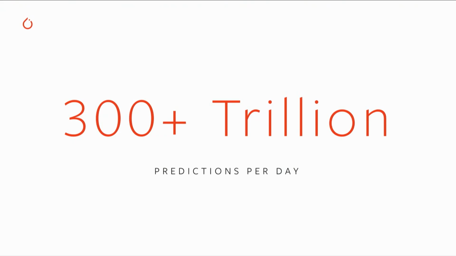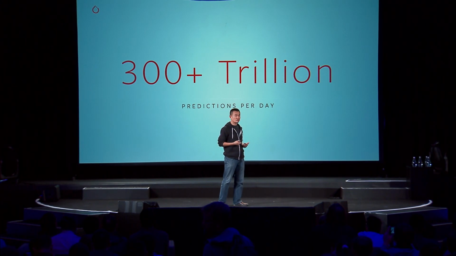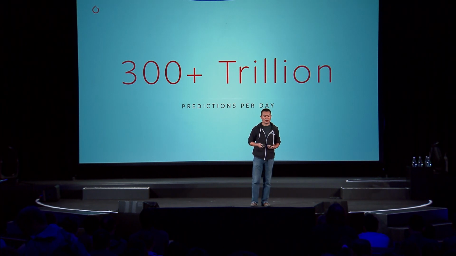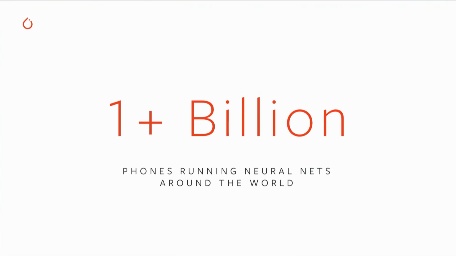To understand the scale of AI systems at Facebook: Facebook has 2.2 billion monthly active users, and most of them use Facebook every single day. Our AI systems generate more than 300 trillion neural network-based predictions every single day. That's 300,000 billion predictions every single day. In addition, our AI platforms and frameworks are running on more than 1 billion mobile phone devices, including iOS and Android phones, high-end, mid-range, and low-end.